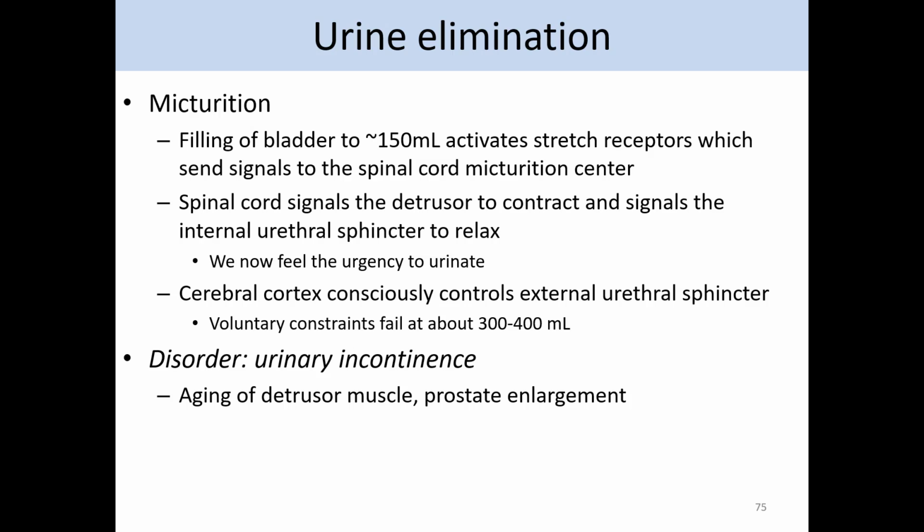And this can be caused by many things. It's very common in aging. The detrusor muscle itself ages, and that can lead to urinary incontinence. A very common thing in males is prostate enlargement. The urethra runs through the center of the prostate gland. So if the prostate enlarges, it will squeeze on that urethra, and that will result in variations in urinary incontinence.